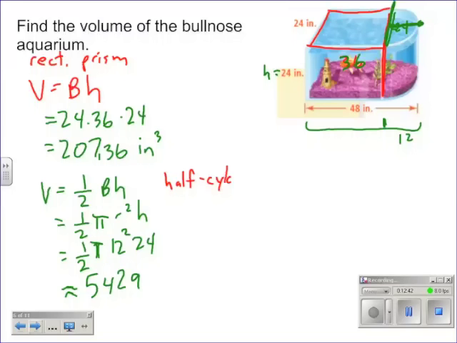And so if I just add those two volumes together, the volume of the prism added to the volume of the half cylinder, I will end up with my final answer there. 5,429 added to 20,736 gives me 26,165 inches cubed.